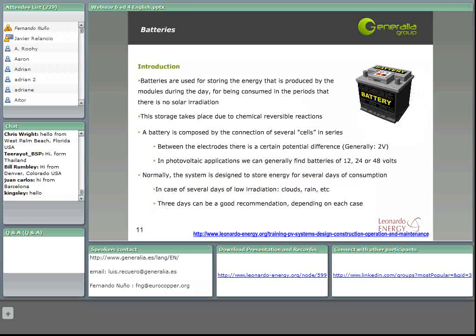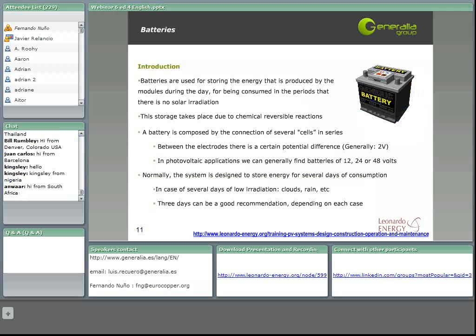A battery is composed of several cells, normally of 2 volts each, which are connected in series to compose a whole battery that can vary between 12 and 48 volts. Normally, we can find batteries in the market for 12 volts, 24 volts, or 48 volts. Also, we can just buy one of the 2-volt cells and then do the parallel and series connections ourselves.